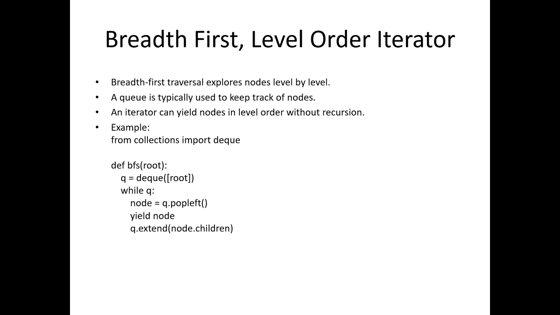Breadth first and level order iterator. Breadth first traversal visits nodes level by level. First the root, then all the children at the next level, and so on. A queue is typically used to keep track of these nodes to visit. In Python, we can easily turn this into an iterator using a generator function. Each time through the loop, we pop from the queue and yield the next node, extending the queue with its children. This gives us a clean level order traversal without recursion.